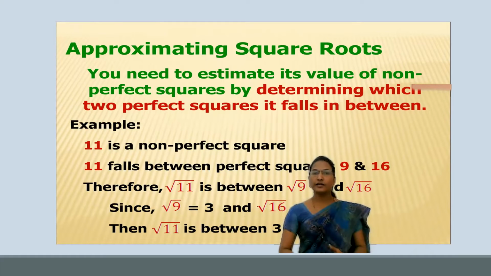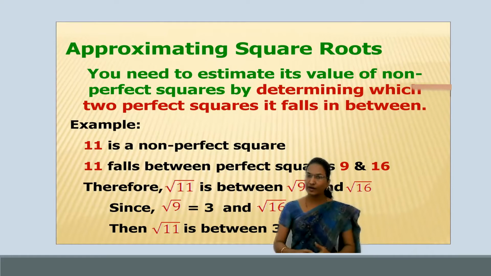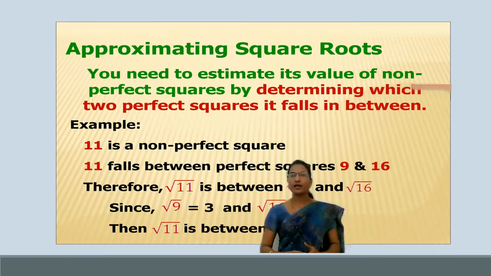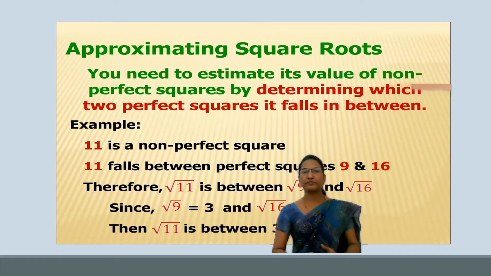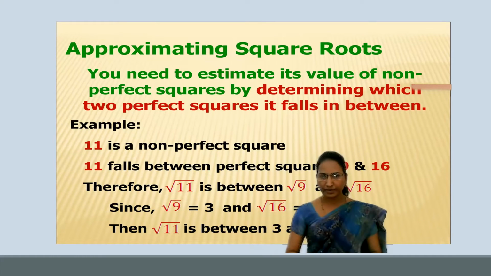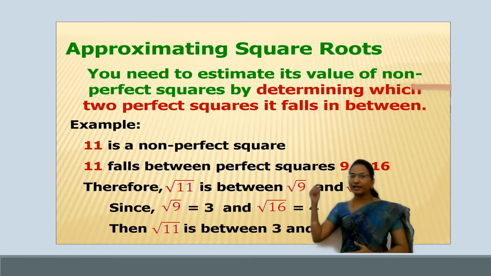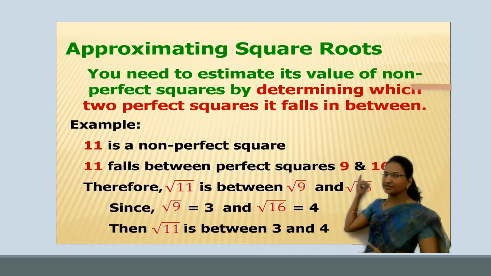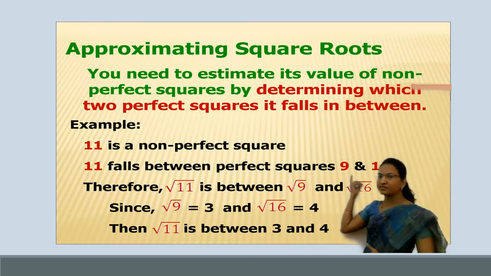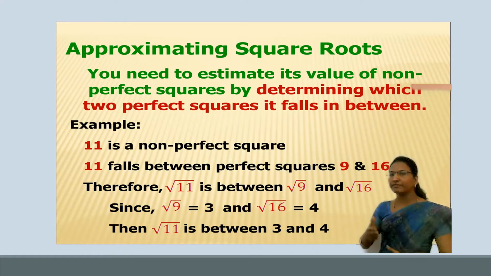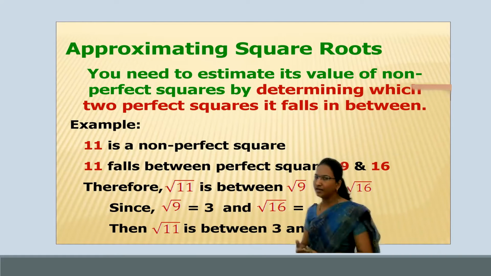Now see here, you need to estimate the value of a non-perfect square by determining which two perfect squares it falls in between. Suppose 11 is a non-perfect square. 11 lies between which two perfect square numbers? So 11 lies between 9 and 16. 9 is a perfect square, 16 is also a perfect square, and 11 lies between 9 and 16.